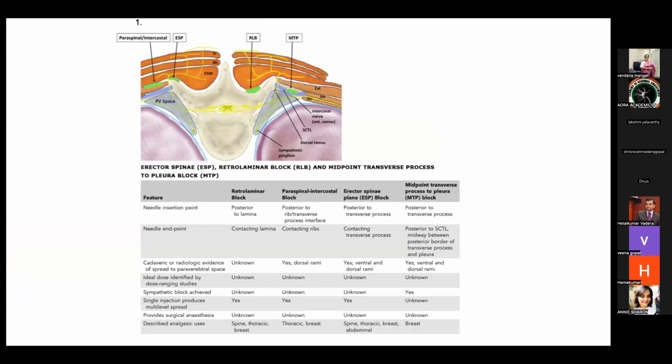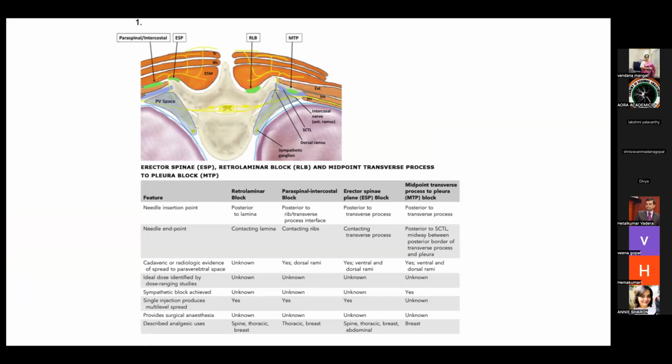So the needle point will be contacting the lamina in case of the retrolaminar block, and it will be contacting the ribs in the paraspinal intercostal block. In case of the erector spinae block, it will be contacting the transverse process. And in case of the mid-transverse process to pleura block, the needle will be halfway between the transverse process and the pleura.